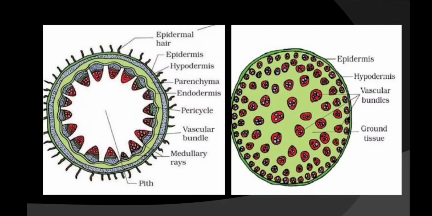So here you will see there are two transverse sections. This one is of dicot stem, and here this is of monocot stem. So what are the differences you are able to see here? In the dicot stem, you will see the vascular bundles. These all are the vascular bundles. These are arranged in a ring form.